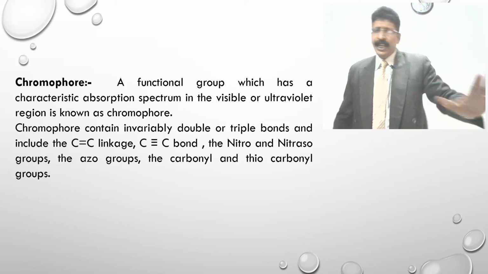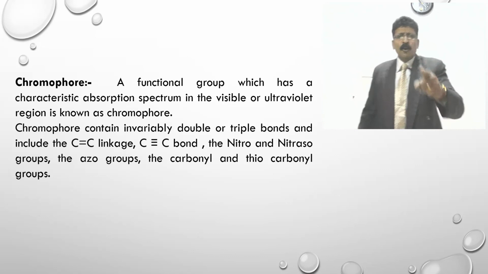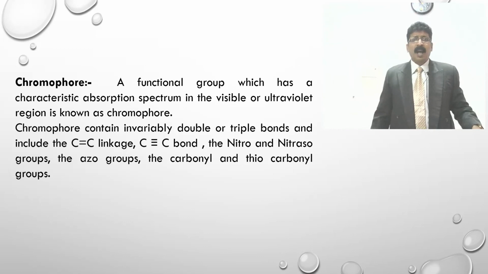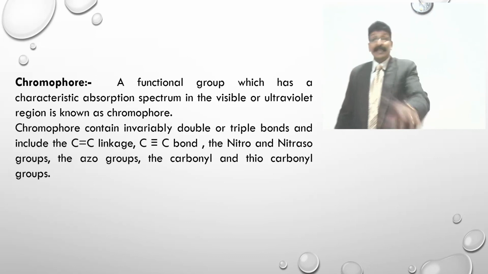You need a chromophore; it should contain what? Invariably double bonds or triple bonds, including C double bond C linkage or C triple bond C bond, and nitrogen, nitroso NO groups which have lone pairs of electrons, and azo compounds.